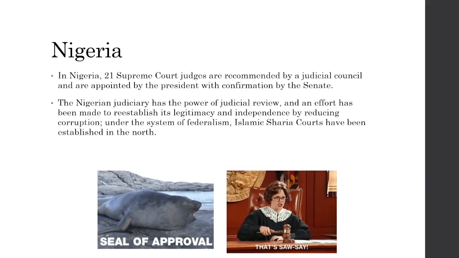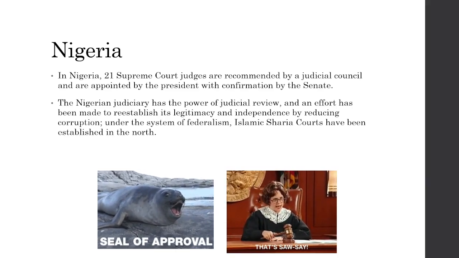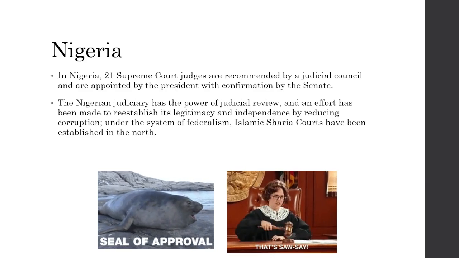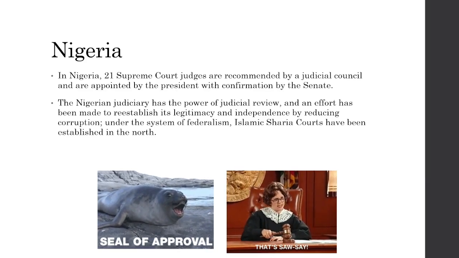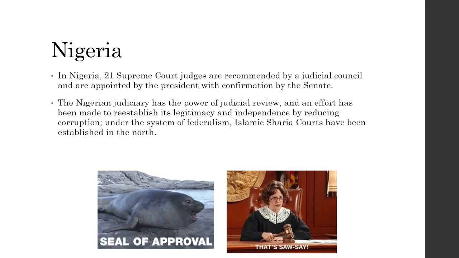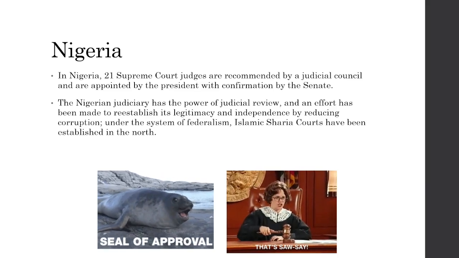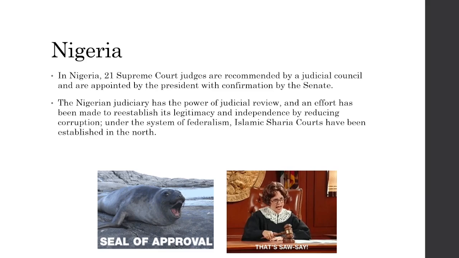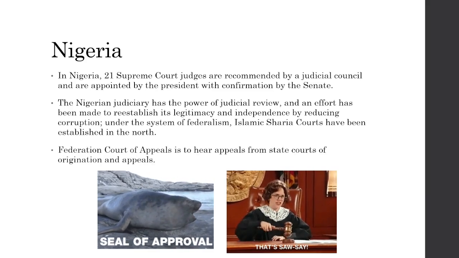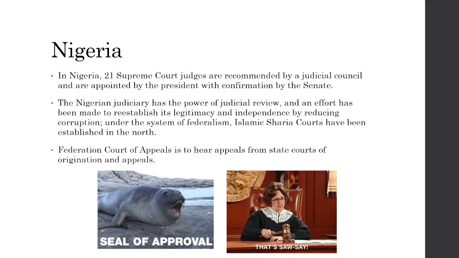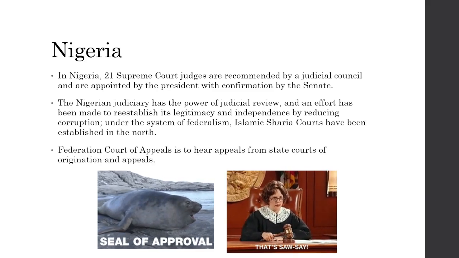Now, since Nigeria is a federal state, regional interests are upheld more in these regional governments, and northern Nigeria is particularly Muslim. So Islamic Sharia courts have been established in the north because of that Muslim occupation in the north. There's also a Federation Court of Appeals that will hear appeals from the state courts of origination and appeals. And the Supreme Court is obviously the highest court of appeals in Nigeria.